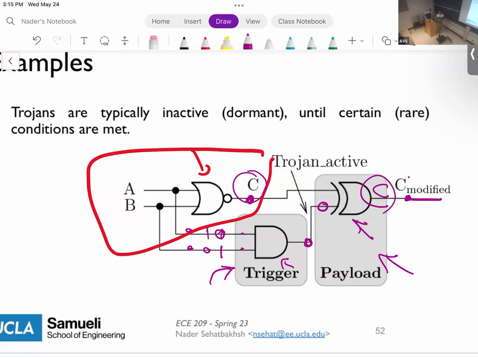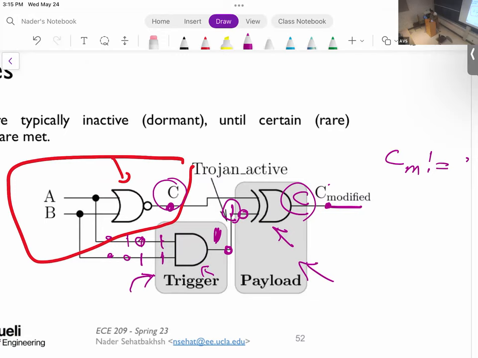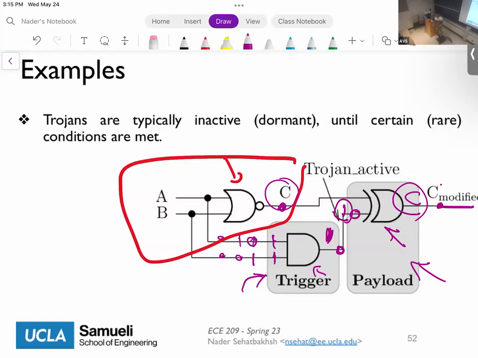The moment that both of these become 1, the trigger becomes 1. And XOR of 1 with anything is the inverted version of that. So basically, C modified becomes the inverse of C, which means that if I'm expecting 1, now I'm getting 0, and if I'm expecting 0, now I'm getting 1. And this only happens if the trigger gets activated. So in other words, Trojans are these modifications, a combination of a trigger and a payload, that under some rare condition, in most cases, change the output of your circuit.